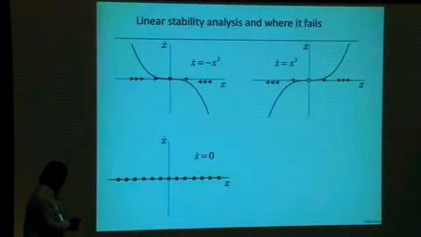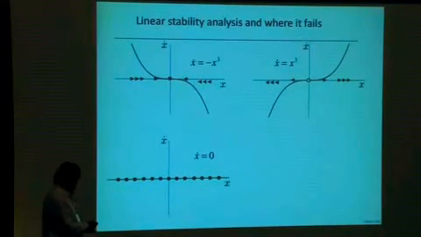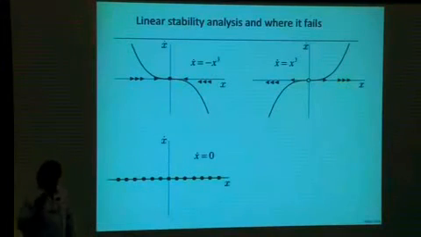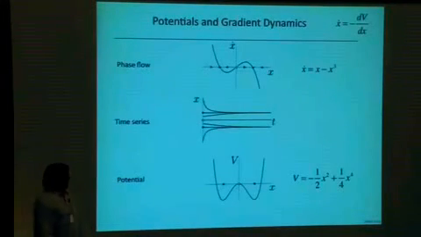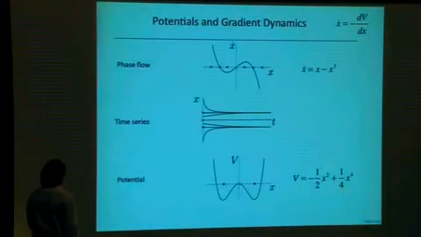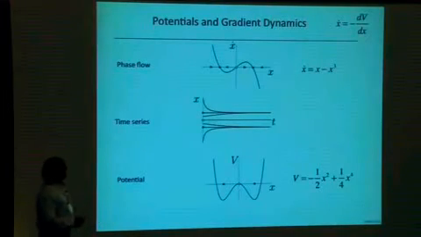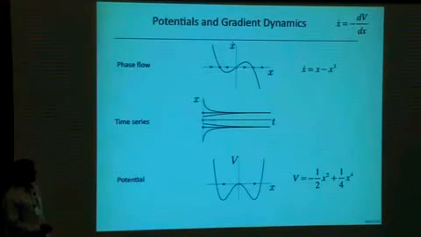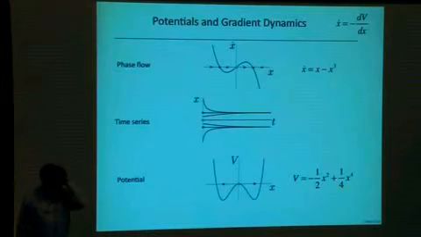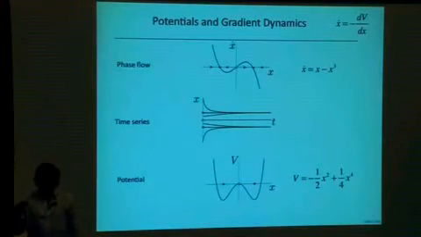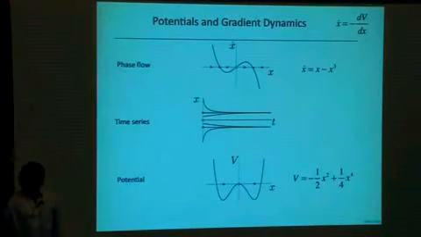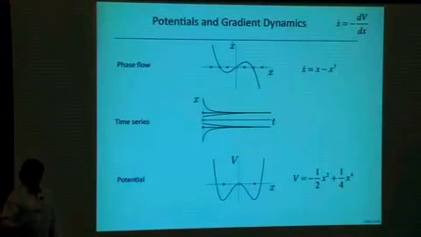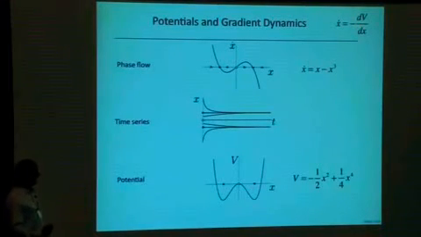But there the linear stability analysis fails. But the geometric approach always works. So what we discussed are phase flows and time series. There is another way to describe the dynamics of a one-dimensional system in a manner that always works, using potentials. That's quite intuitive, but it can also be mathematized if you wish.